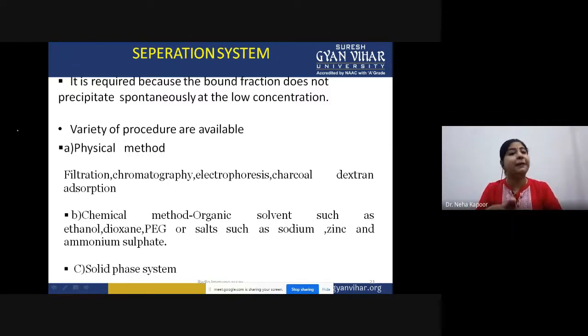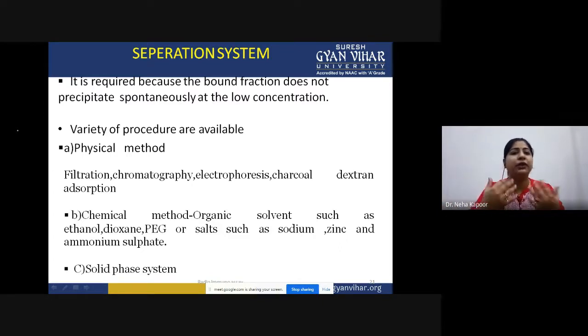Next, we need a separation system to separate the bound form and free form. Basically, we require this so that the bound fraction does not precipitate spontaneously at low concentration. We can use a variety of procedures. For example, physical methods: filtration, chromatography, electrophoresis, charcoal dextran adsorption, gel filtration, or ion exchange chromatography. There are many more methods.